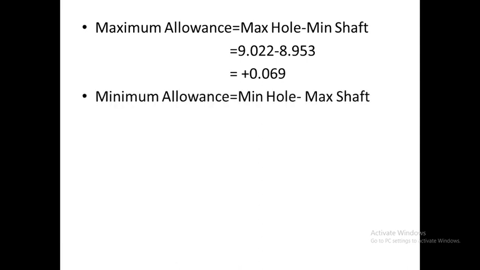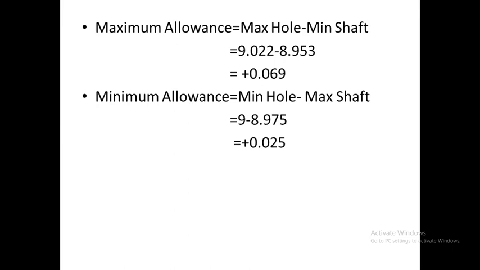Similarly, now we will calculate the minimum allowance. So minimum allowance is equal to minimum hole minus maximum shaft, as per the definitions. Now we have calculated the minimum hole and maximum shaft size also. Now let us put in the values. So minimum hole is equal to 9 mm and maximum shaft is equal to 8.975. So after subtracting we get a value of plus 0.025.